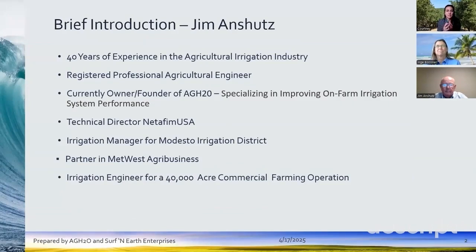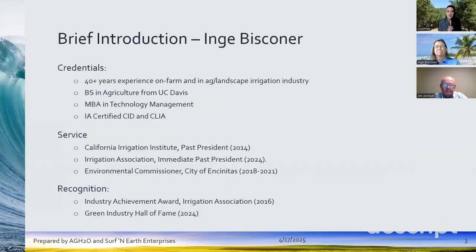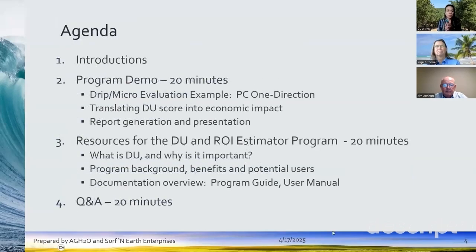This is the first time it's come together in a really cohesive system that others can use without having to hold on to all of the details that Jim has floating in his head. They've now installed it into this software so people can input the details and the software will provide answers for you. Inge is also a very experienced person in the irrigation industry. She was previously the president of the Irrigation Association. Last year, she received her Industry Achievement Award and was inducted in the Green Industry Hall of Fame. And she's going to be talking about some of the background resources in the program that you'll see a little bit later. So I'll go ahead and turn it over to Jim.